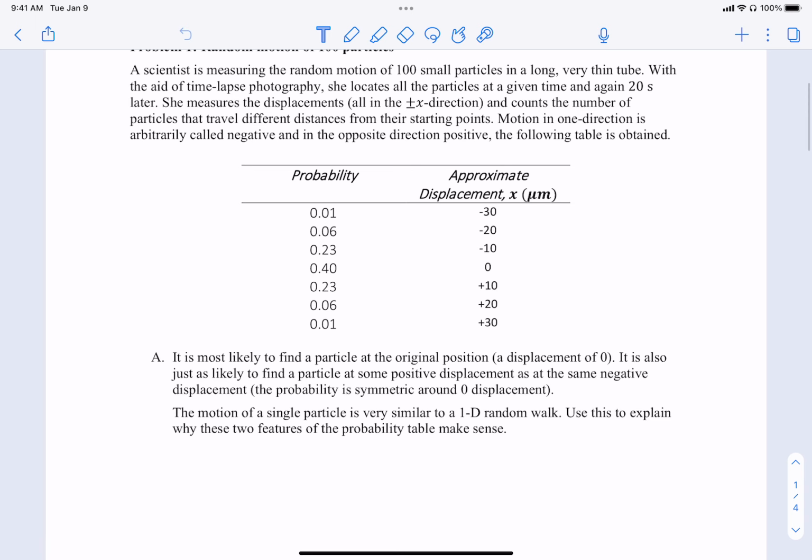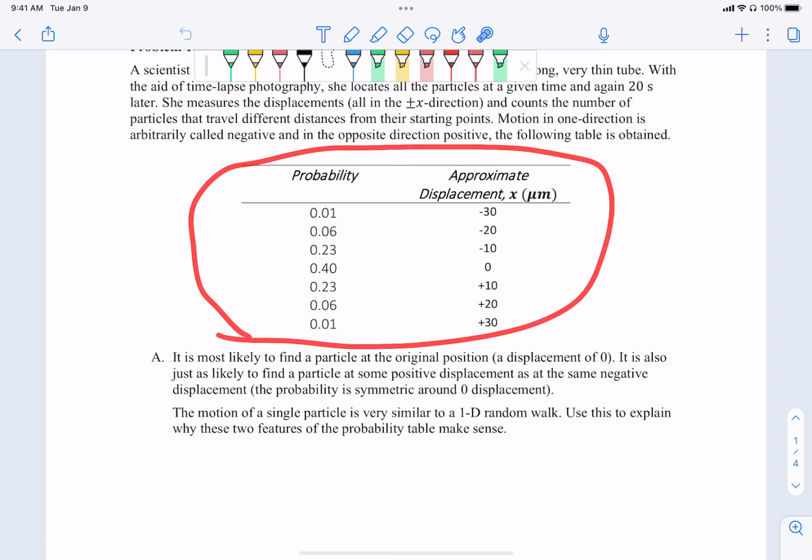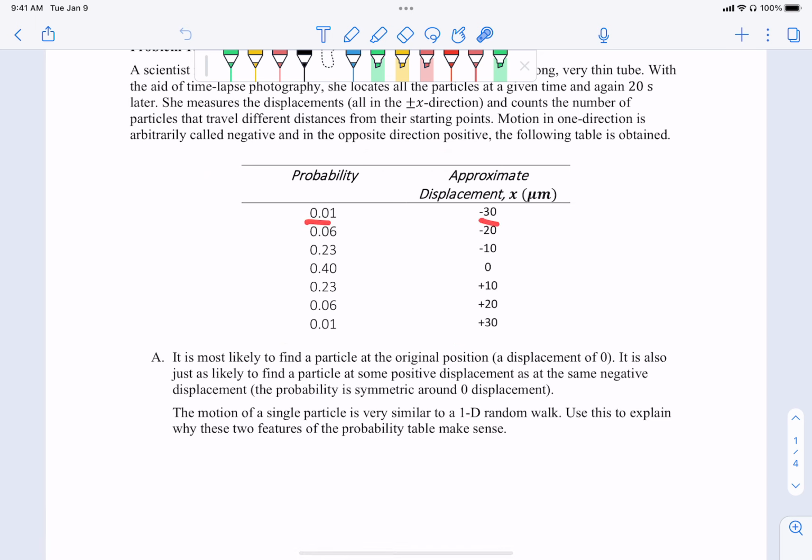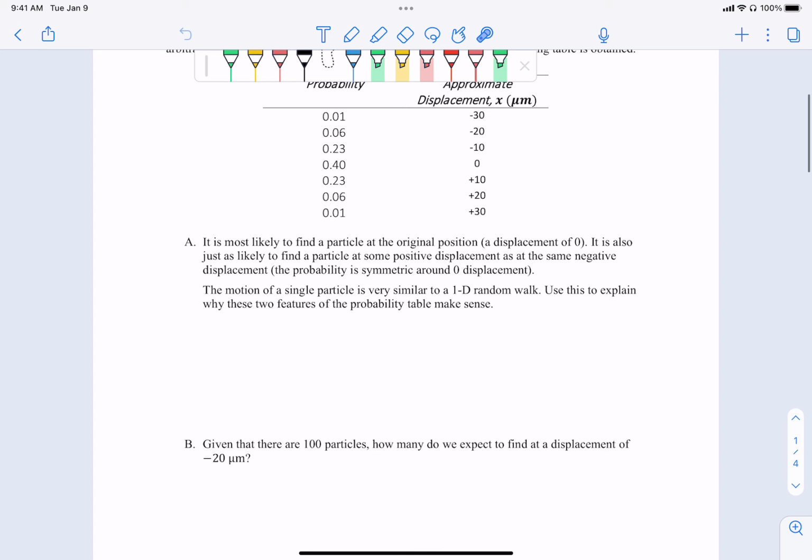The following table is obtained. All right, so this is really similar to that first problem that we had from last week where you have the probabilities and their respective displacements. So traveling negative 10 micrometers has a probability of 0.23, for example. So this first problem is asking us for part A. It's most likely to find a particle at the original position, displacement of 0. It is also just as likely to find a particle at some positive displacement as at the same negative displacement. Probability symmetric around 0 displacement.